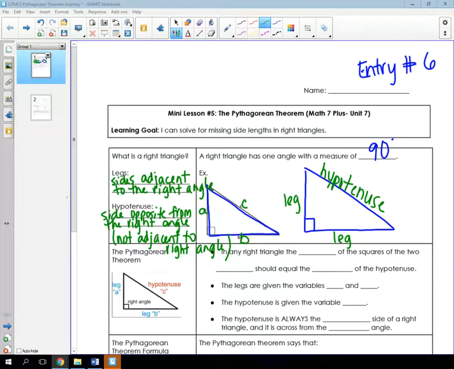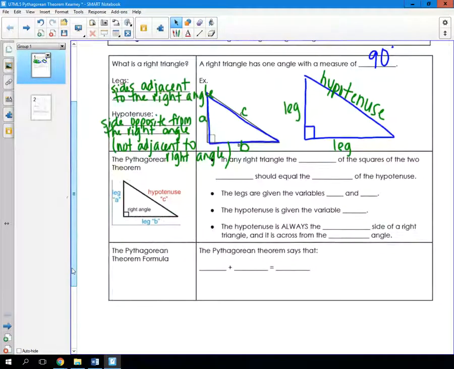Let's go into a little more depth about what's really cool about a right triangle. In any right triangle, whether it's small, big, or medium-sized, as long as it has a right angle, the sum, what does sum tell you to do? Add. So the sum of the squares of the two legs, if we square them and find the sum, is equal to the square of the hypotenuse. I'm going to explain that in a little more detail.